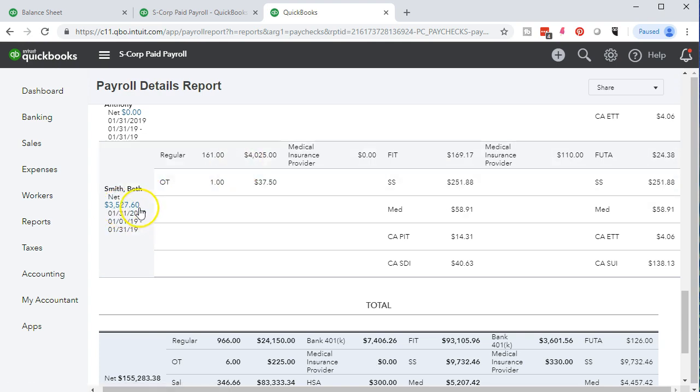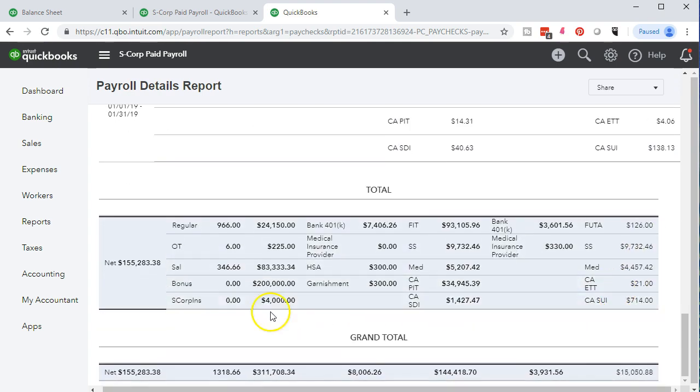So in other words, to read this, we have the net check that was given. This is what they actually received. Here's the gross pay, and the difference between the gross pay and the net check is what was taken out of the employee check, which are the employee taxes: FIT, federal income tax, Social Security, Medicare, and California taxes. That was taken out. And then we have the employer taxes over here. So we have federal unemployment, Social Security again, but this is the employer portion, Medicare again, but this is the employer portion, and then the California taxes.